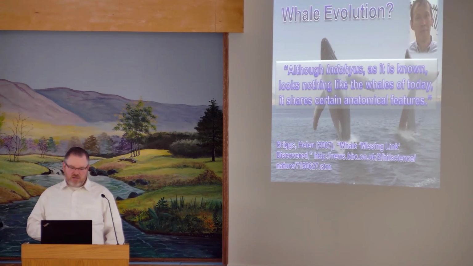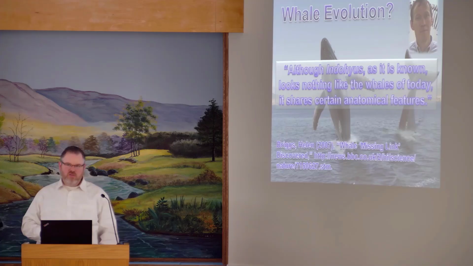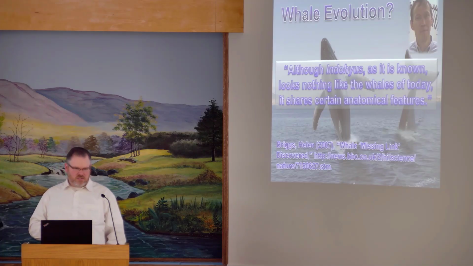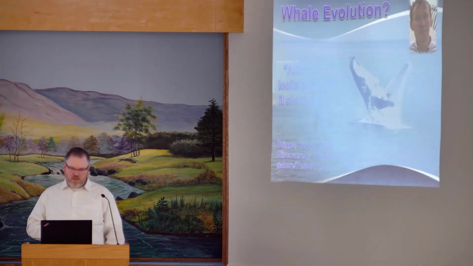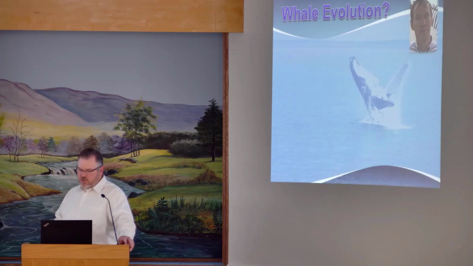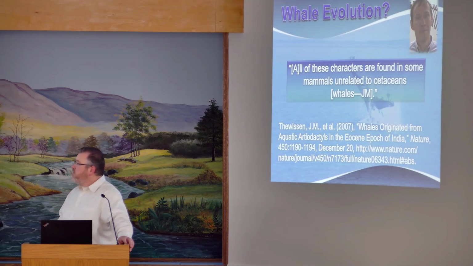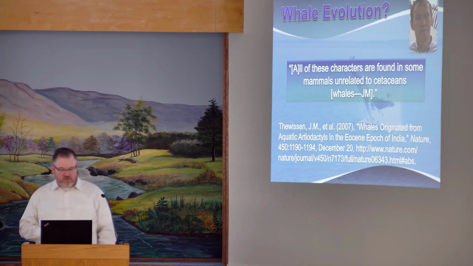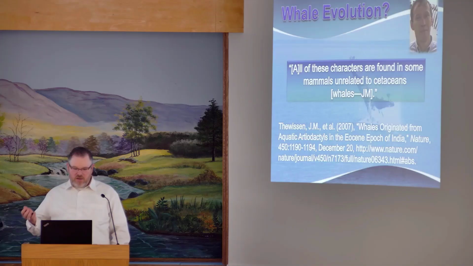Now, logically, doesn't the whale share anatomical features with other creatures that you would think would make better sense as potential relations? What makes the Indohyus special? Well, exactly. Thewissen actually admits these anatomical features are in fact shared with other creatures. He says all of these characters are found in some mammals unrelated to cetaceans, to the whale. So what's so special about Indohyus?